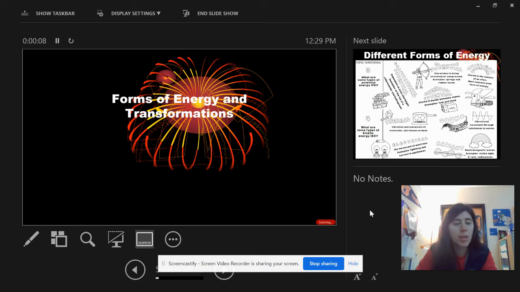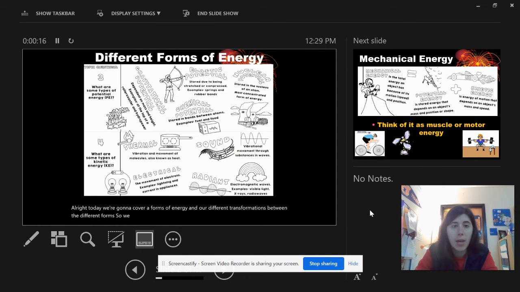All right, today we're going to cover forms of energy and our different transformations between the different forms. So, we already talked about how we have kinetic energy and potential energy. Potential, stored energy, kinetic, energy of motion. So, we also have these different forms of energy that can be divided into these two big categories.